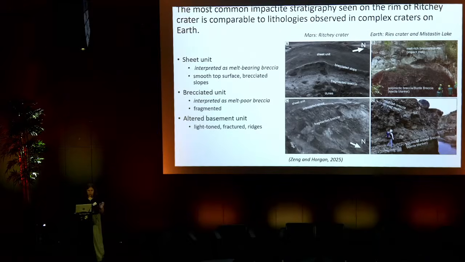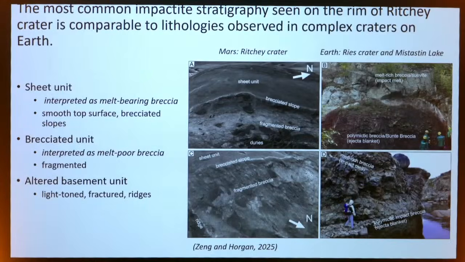And so on the left, we have the Mars Ritchie crater figure. And what we're looking at here is on top, we have this sheet unit. It's this smooth, flat, coherent surface that we interpret to be some sort of melt-bearing breccia that is splashed over the edge of the rim of the crater during the actual impact event.